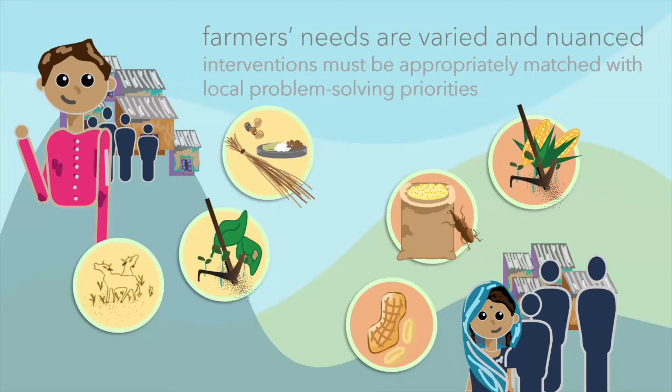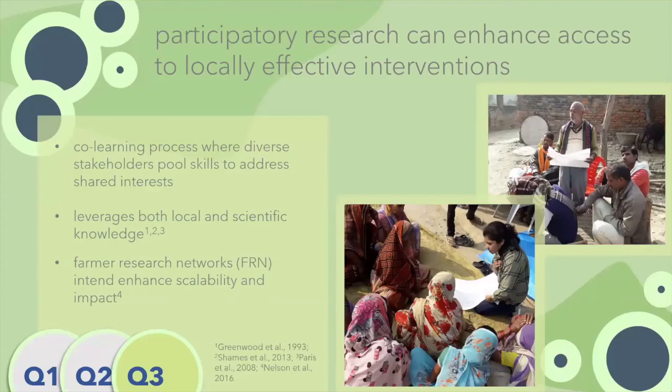And one tool that we can use to identify local priorities and to conjure intervention opportunities that are aligned with local needs is participatory research. And participatory research is a co-learning process where diverse stakeholders can pool skills and address shared interests.